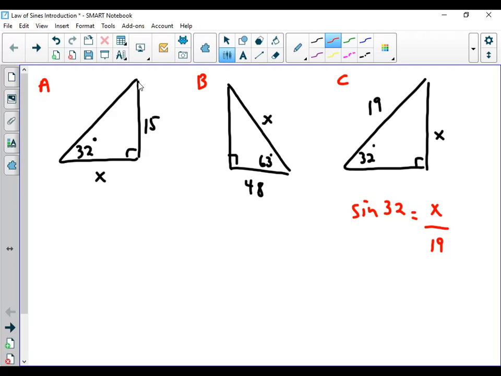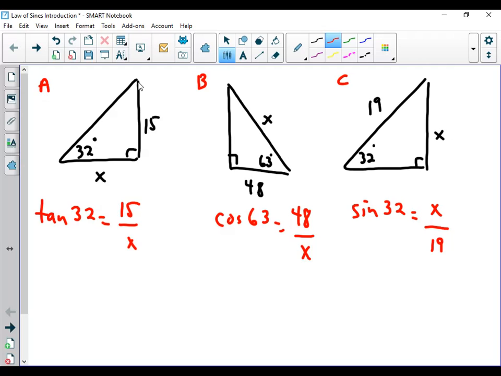Okay, what was an example we had to use cosine? B, yeah, B was going to be a cosine example. Cosine of 63 would be the adjacent side of 48 over x, okay? And then the last one was an example of tangent. Part A was an example of tangent. The tangent of 32 is equal to 15 over x. Those are the equations you should have used.